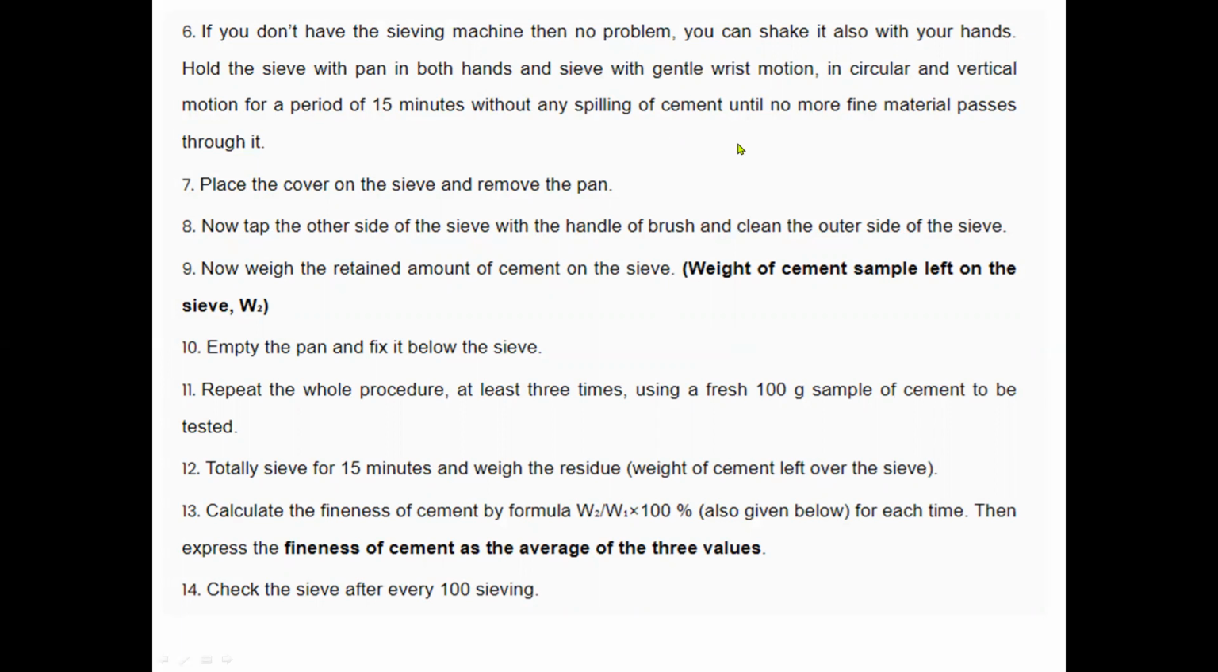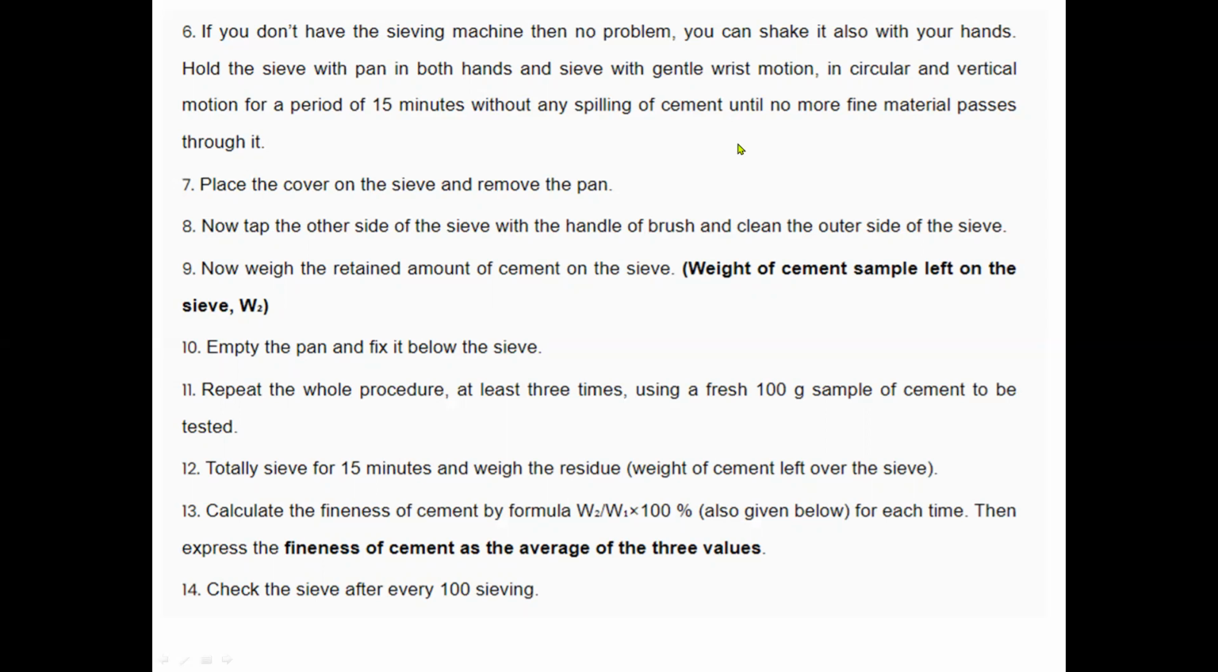Then for the seventh step, place the cover on the sieve and remove the pan. Now tap the other side of the sieve with the handle of a brass and clean the outer side of the sieve. Now weigh the retained amount of cement on the sieve, the weight of cement sample left on the sieve. This is now our W sub 2. Empty the pan and fix it below the sieve. Repeat the whole procedure at least 3 times using a fresh 100 grams of sample of cement to be tested. Totally sieve for 15 minutes and weigh the residue, the weight of cement left over the sieve.